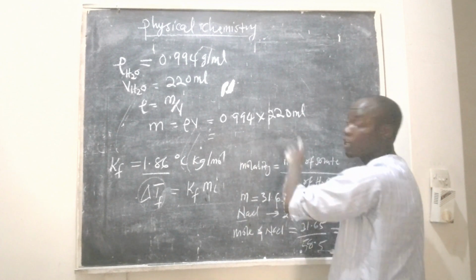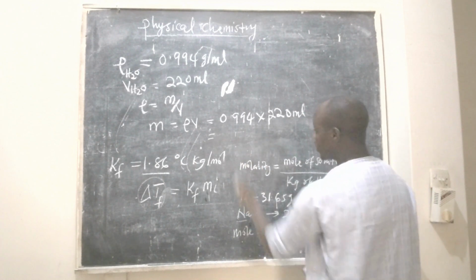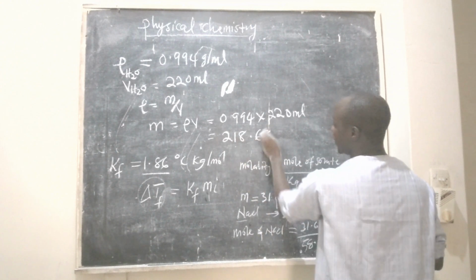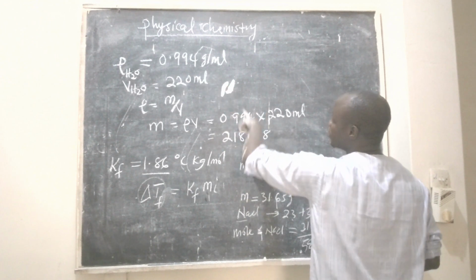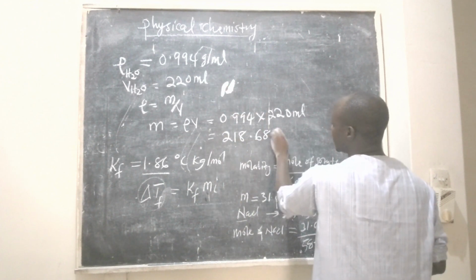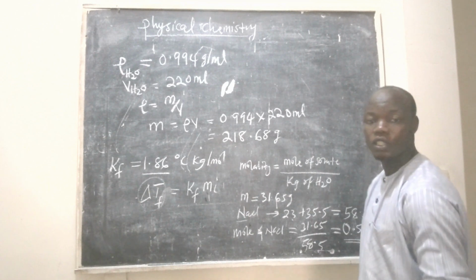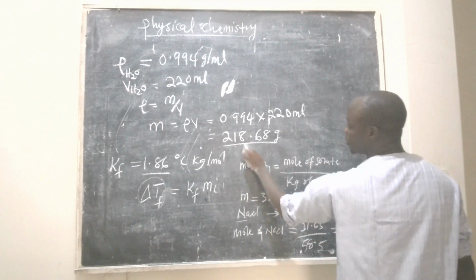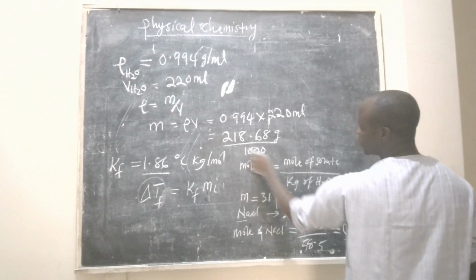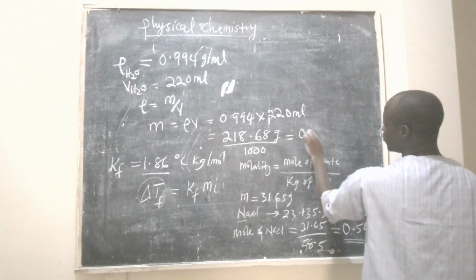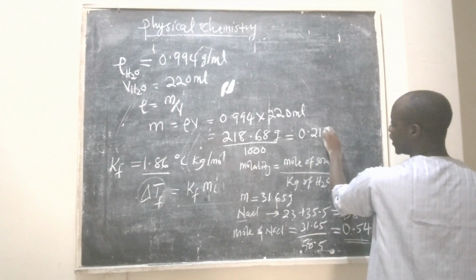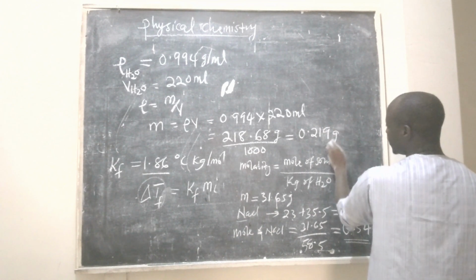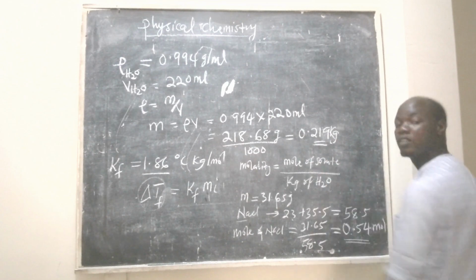If you now press the calculator, we get 218.68. The density is in gram, so this mass is in gram. You have to convert it to kilogram because our formula requires the amount of solvent to be in kilogram. So we divide by 1000, and we have 0.219. We can approximate it as 0.219 kilograms.